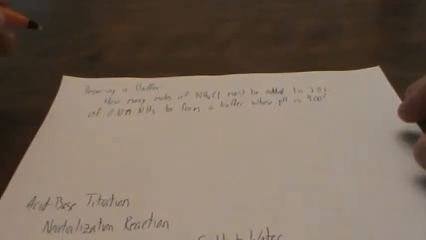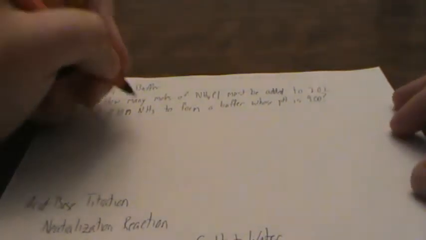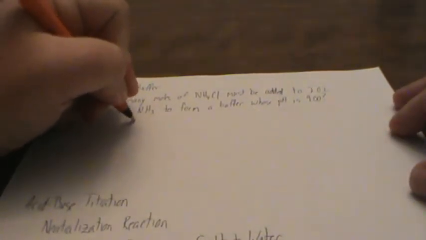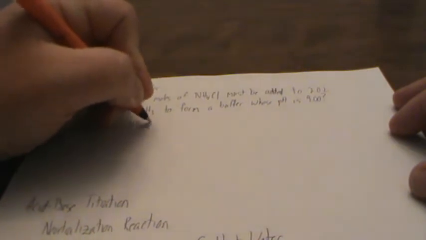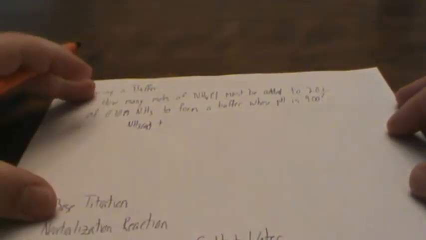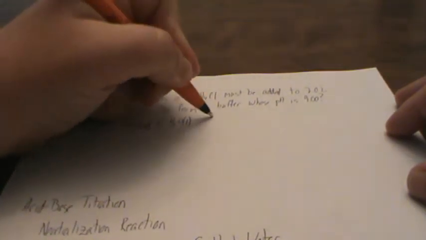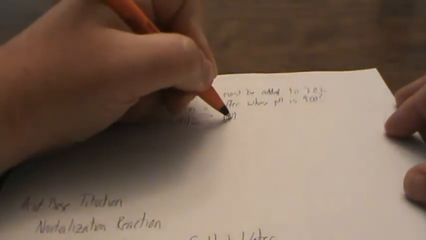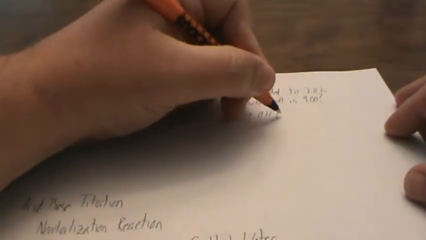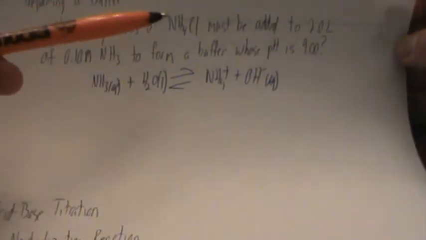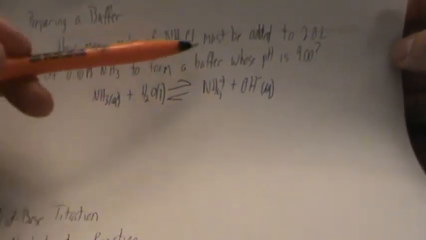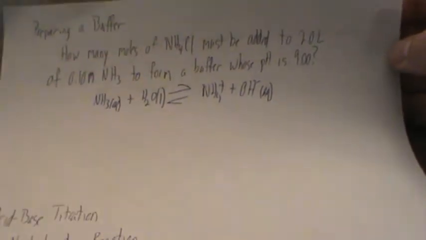Alright, for this one we're going to have to set up an equilibrium weak base reaction. If you remember from the acid-base chapter, we take ammonia plus water to get ammonium plus hydroxide. The reason we do that is because the ammonium ion is going to come from the ammonium chloride.